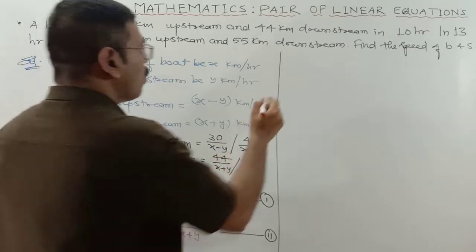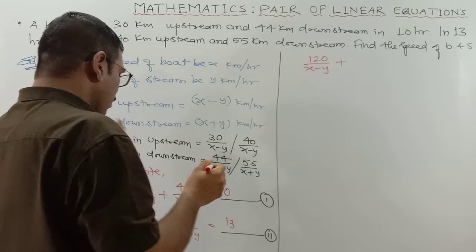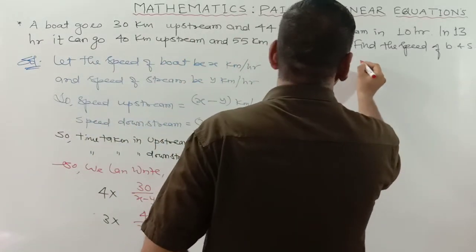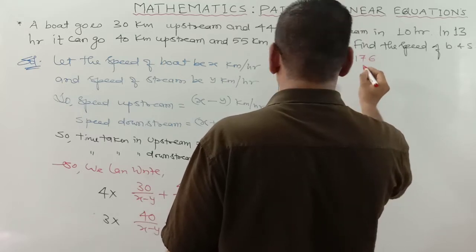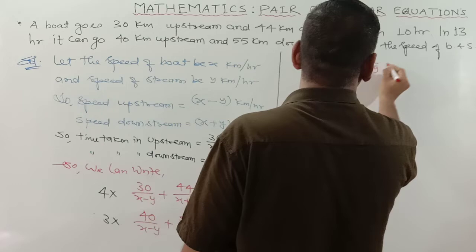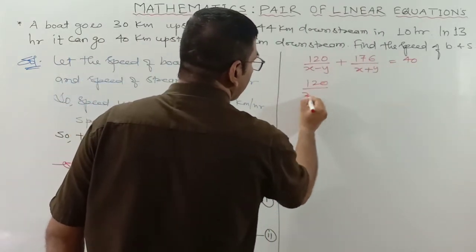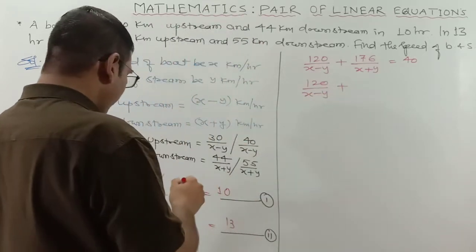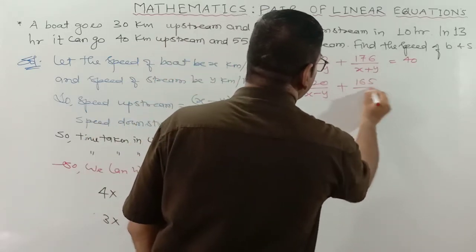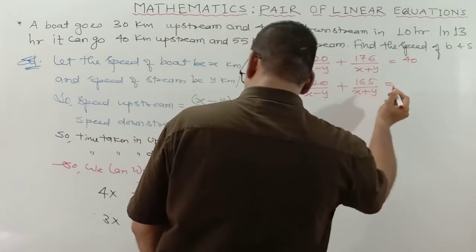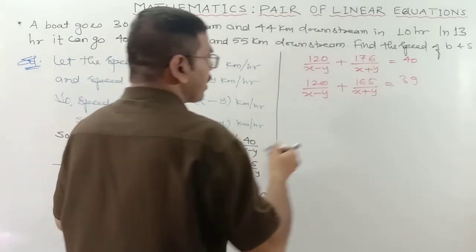4 3s are 120 upon x minus y plus 44 4s are 176 upon x plus y is equal to 40. And the second equation again 120 upon x minus y plus 55 3s are 165 upon x plus y is equal to 39. So we are just subtracting both.